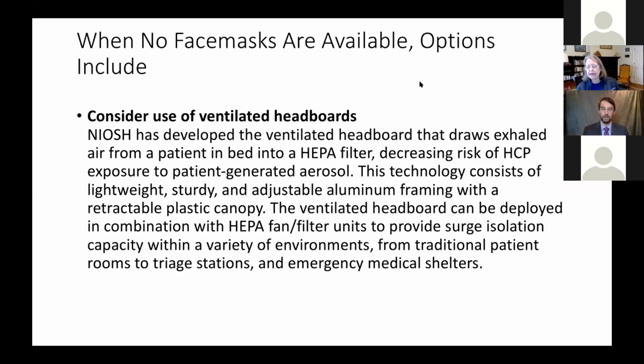NIOSH has said that in the setting of resource limitation, they've talked about using a ventilated headboard, another modification of this point source ventilation, sucking exhaled air from the patient.